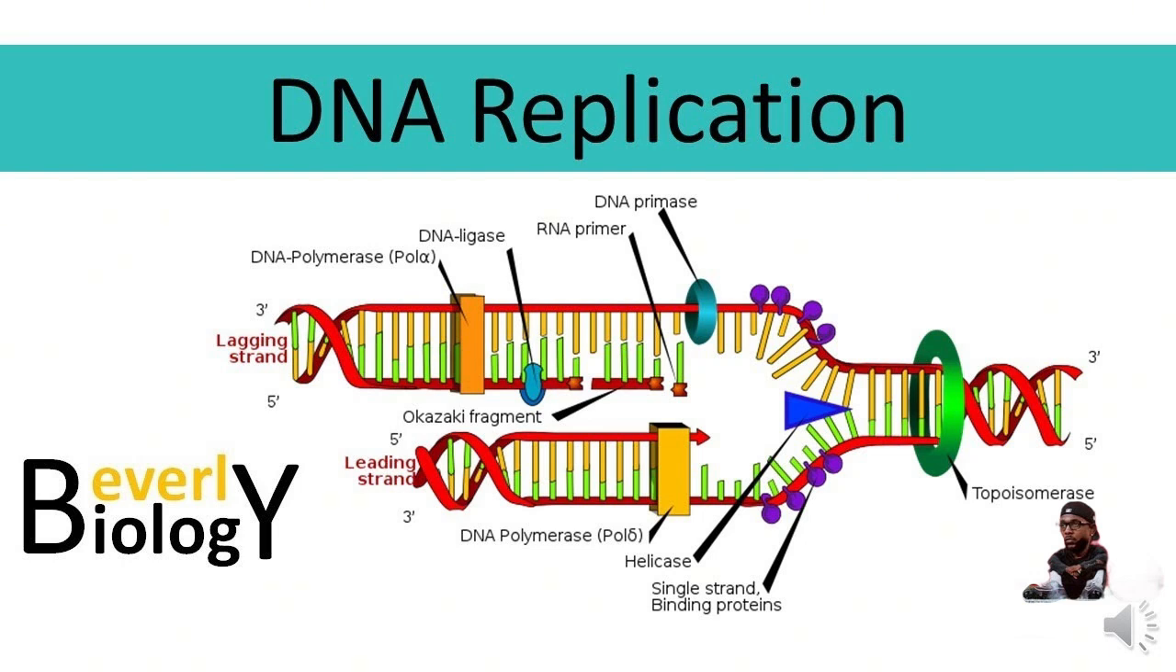and strain that builds up ahead of the replication fork. As DNA is unwinding, its job is basically to make cuts, preventing the DNA from being tangled up.